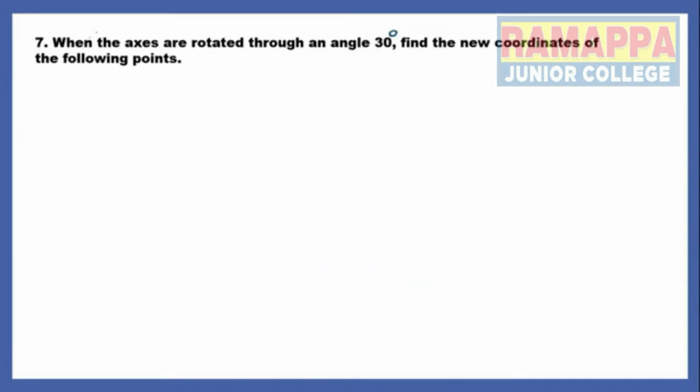Here 7th question: when the axes are rotated through the angle 30 degrees, find the new coordinates of the following points. Here some points are given, these are the two points given. When the axes are rotated through the angle of 30 degrees, find the new coordinates. He is asking us to find the new coordinates, meaning x dash and y dash. This is the old coordinates, x comma y. So we need to find the new coordinates, x dash comma y dash.